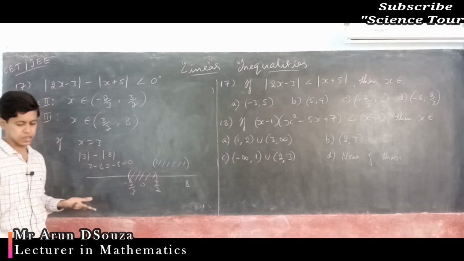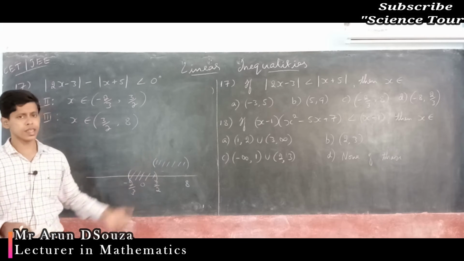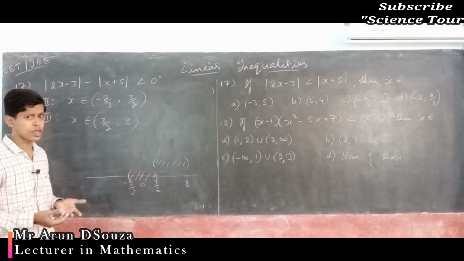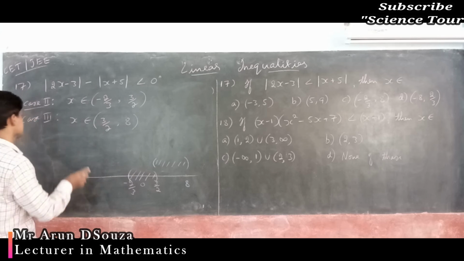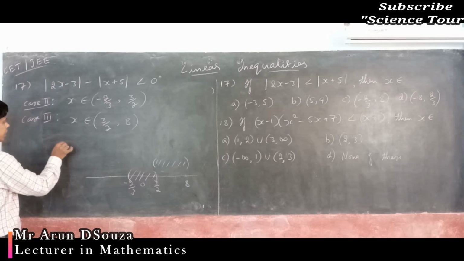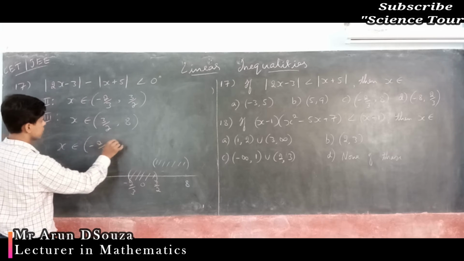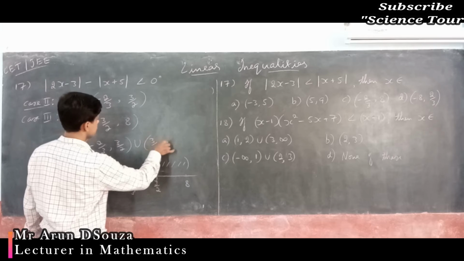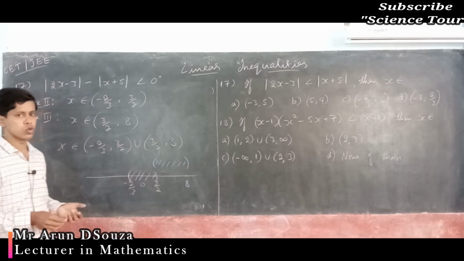Yes, satisfies. All right. So that means x can be either here or there. It will satisfy the inequality. Will it satisfy or not? Yes. It can be either here or there, or union. So therefore, the final answer is x belongs to (-2/3, 3/2) union (3/2, 8). Look at this 3 by 2, it is in both, correct.